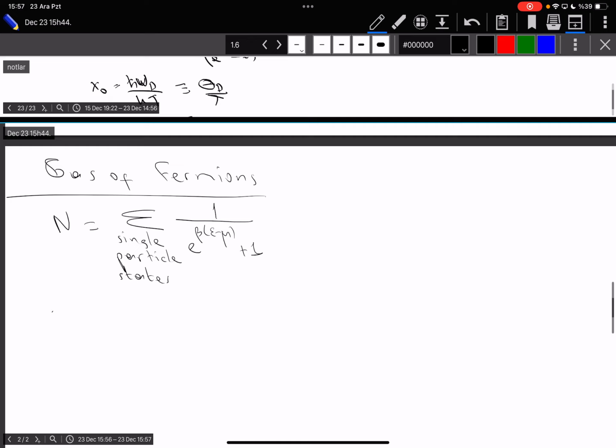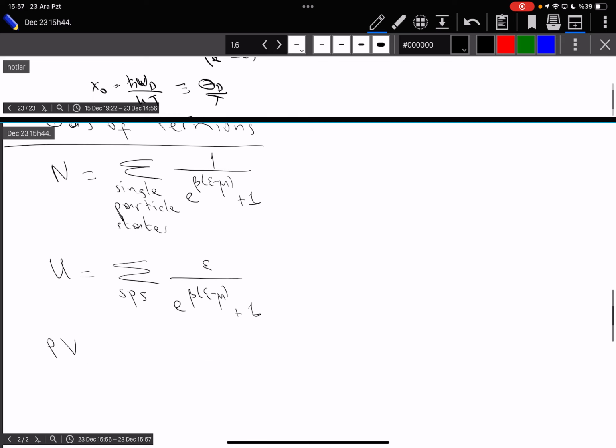We have the energy of the system, again a sum over single particle states, of epsilon over e to the power beta, epsilon minus mu, plus 1. The pressure of the system, PV over KT, is just the logarithm of the grand partition function, which will be the sum over single particle states of the logarithm of 1 plus e to the power minus beta, epsilon minus mu. So what we need to do now is solve the first equation for mu, the chemical potential, and put it in the other equations to find the energy, the pressure, etc.